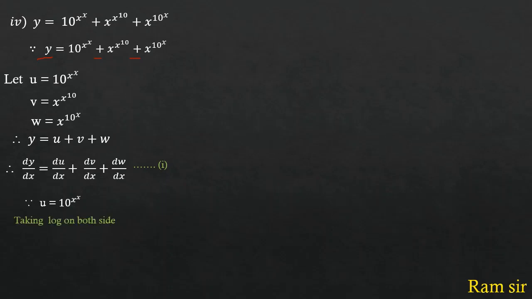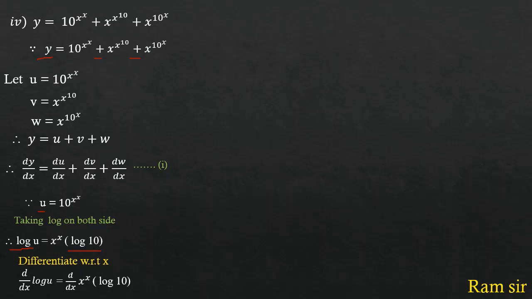we are applying log on both sides, which gives you log u is equal to x raised to x multiplied by log 10. And here log 10 is not having any variable term, therefore it is a constant one. We'll differentiate it with respect to x. That gives you derivative of log as 1 upon u into du by dx, which we'll write in the next step, is equal to d by dx of x raised to x into log 10.